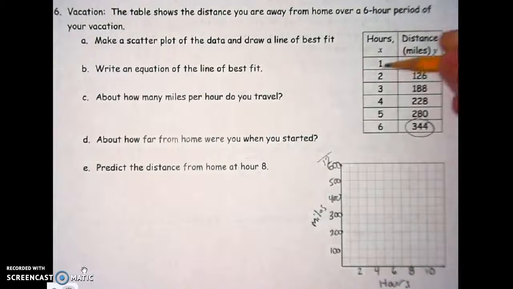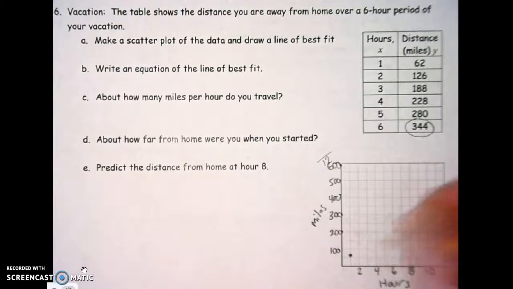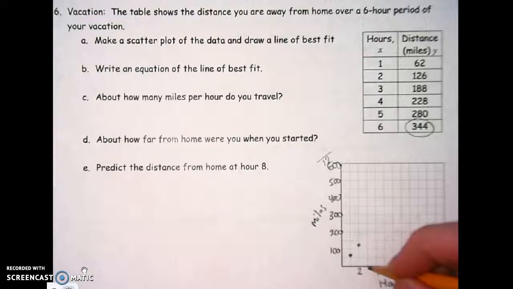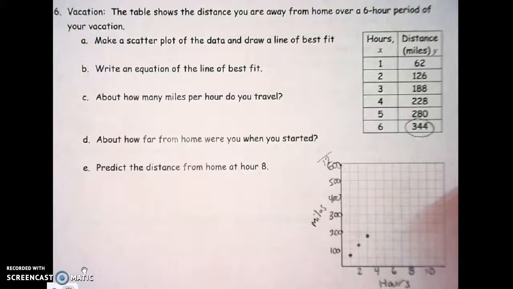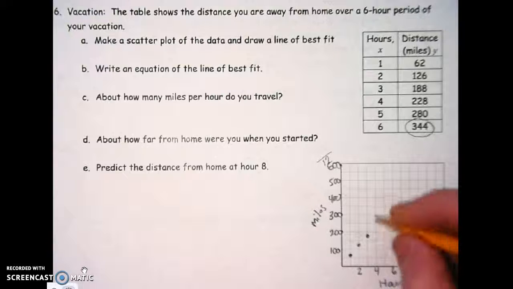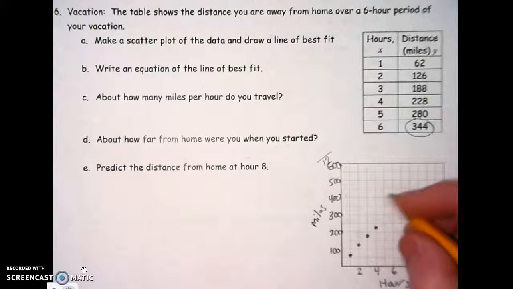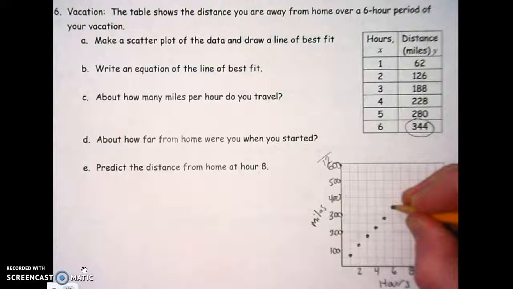Okay, now I'm going to plot these points on the graph. So 1 and 62, so just above 50 there. 2 and 126. I'm just estimating the best I can with these points. 3 and 188. 4 and 228. 5 and 280. 6 and almost 350. So just below 350 there.